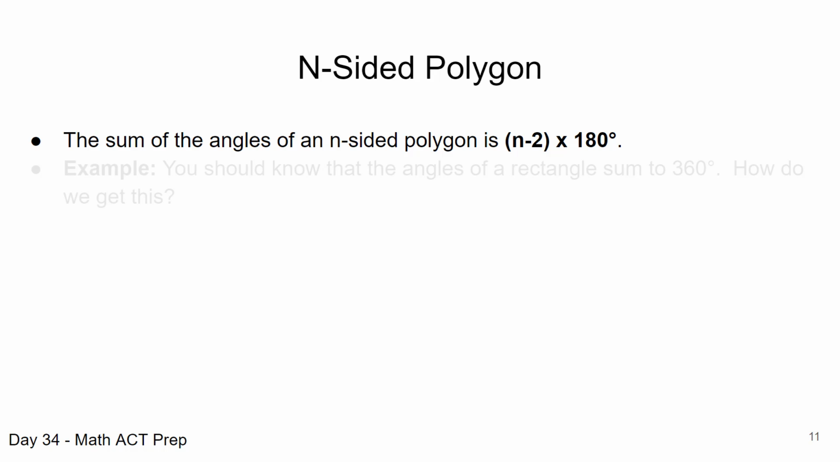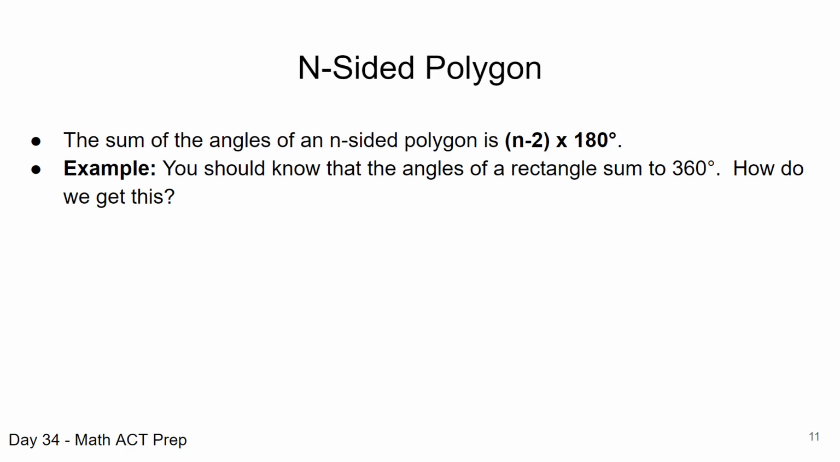So for example, a lot of you should be familiar that the angles in a rectangle sum up to 360, the 4 angles. We're able to use this formula actually to get that. Most of us, we just know that. We remember the 360. But let's take a look at the use of the formula so that if you can remember the 360, you can always get back to this formula if you remember a few things about it.